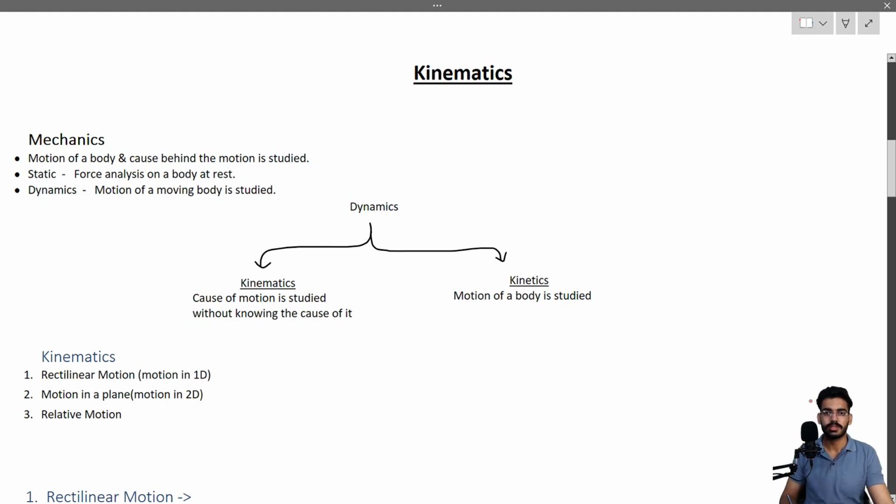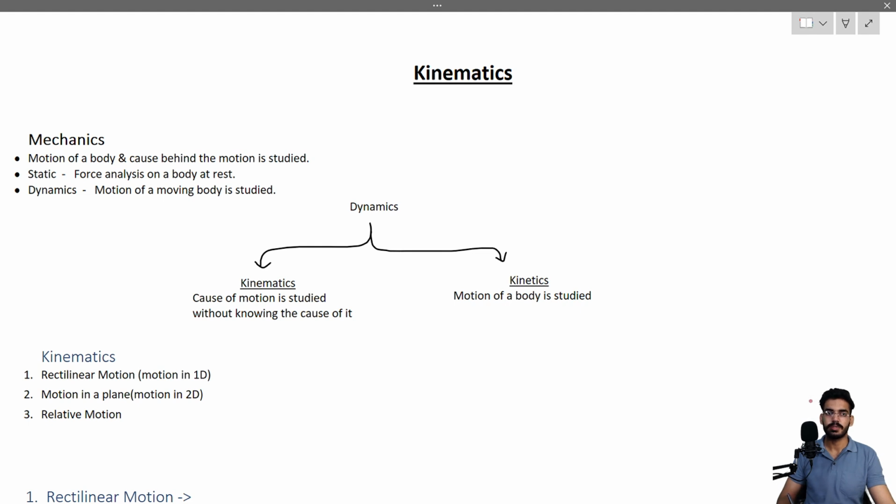Hello students, so now we are going to start with our next chapter, that is kinematics. From here our real chapter starts, from where JEE Main and JEE Advanced questions are asked. This is a very important and very basic chapter. Mainly, you can understand the sequence which we are going to follow in physics in this course.